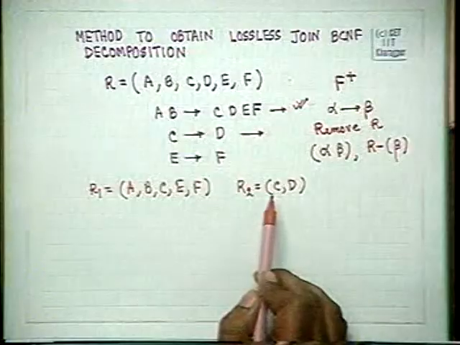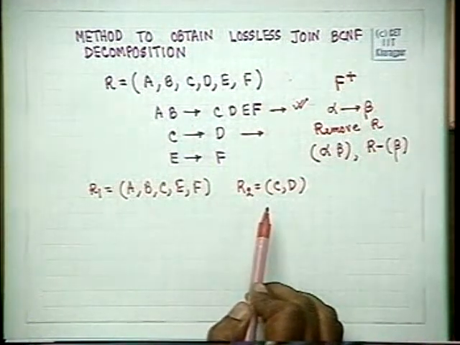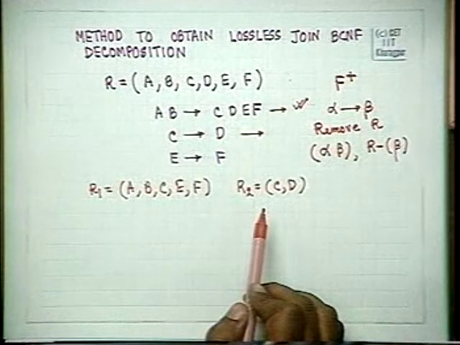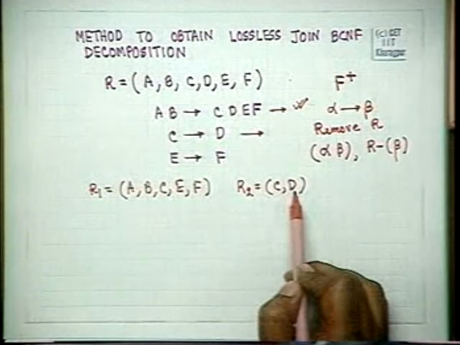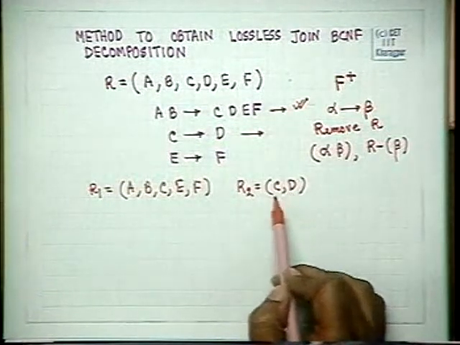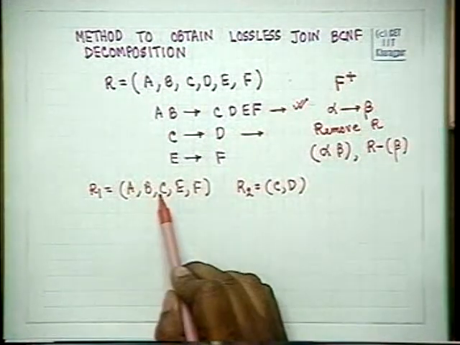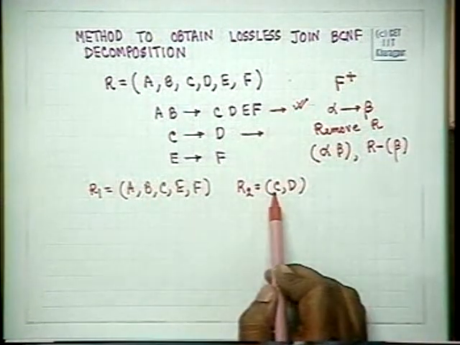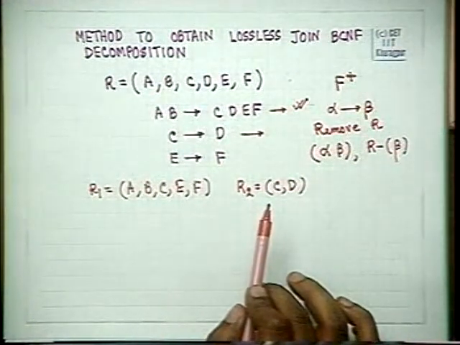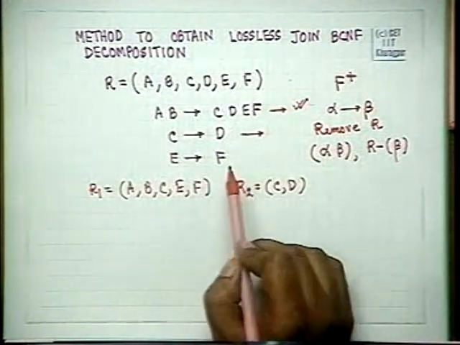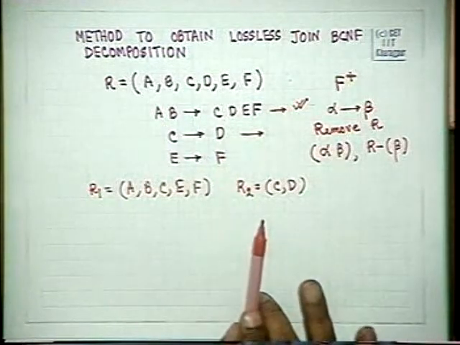Now, this ensures that when I do a natural join of these two, it is going to be a lossless join operation. Why? Because C is now a primary key in this relation. It is common to these two, and when I do a natural join with one key here and a primary key here, I am bound to get back my original relation. So, once I do this, I can start all over again, or I can continue. I can do whatever I want.